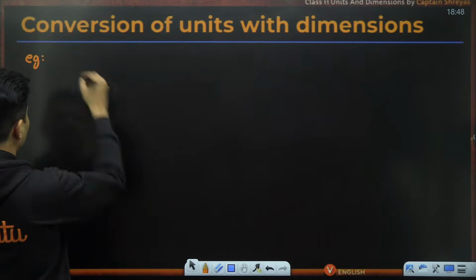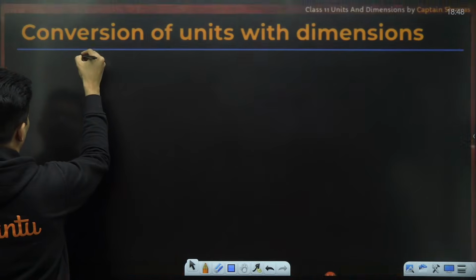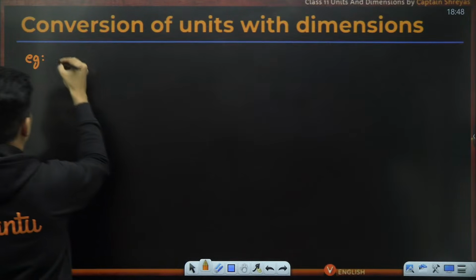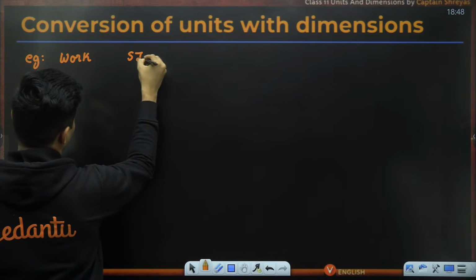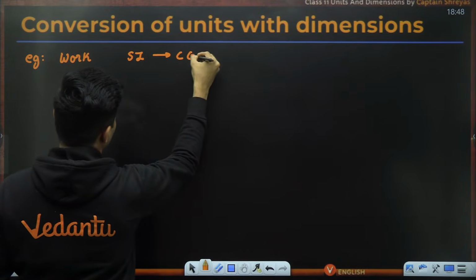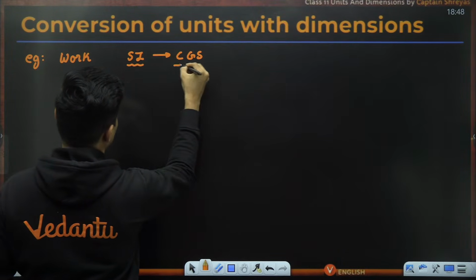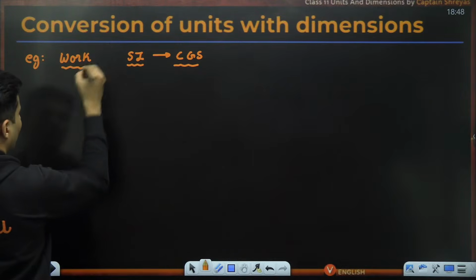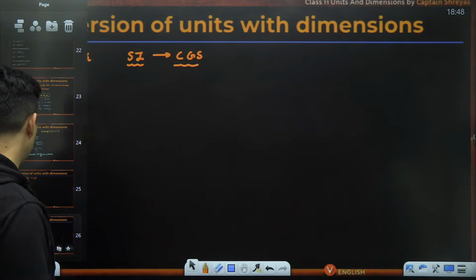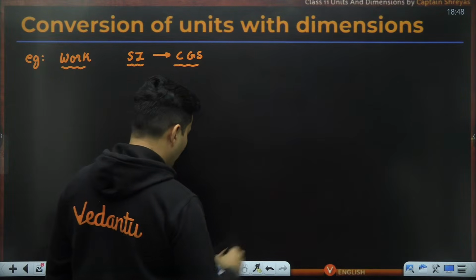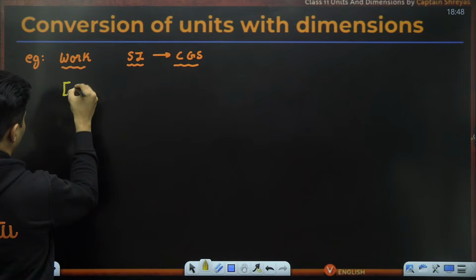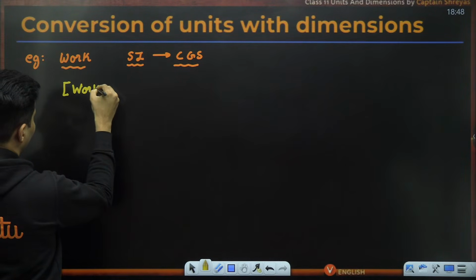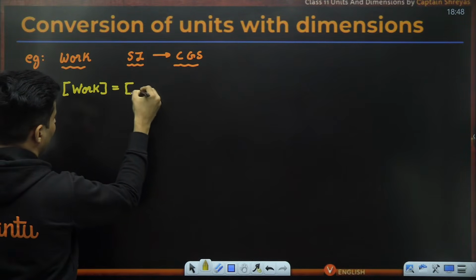Let's do conversion. Let's say I want to convert work from the SI system into the CGS system. Okay, let's do it. First of all, what do I need? I will need the dimensional formula for work. What is the dimensional formula for work? I think we have done it just before.